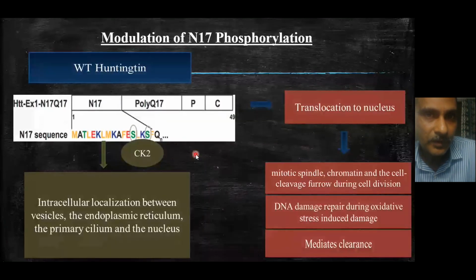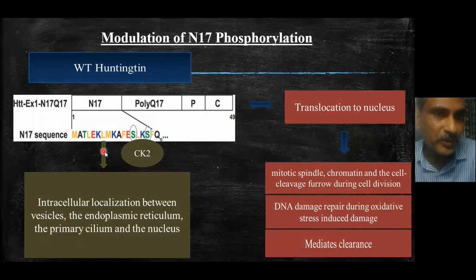In my current lab also we are looking at different phosphorylation sites. Currently we are looking at two important sites, serine 13 and 16, which are phosphorylated by casein kinase 2. Phosphorylation at these sites has been shown to play a very important role in protection from Huntington disease. In mouse models they have shown that if there is phosphorylation at this site, the mutant Huntingtin will behave like a wild type Huntingtin.